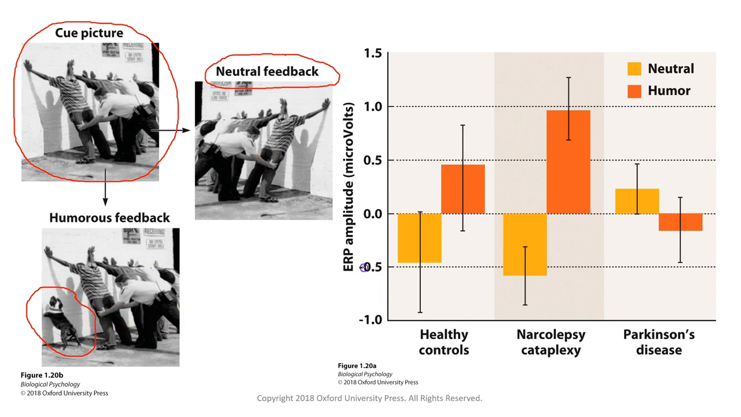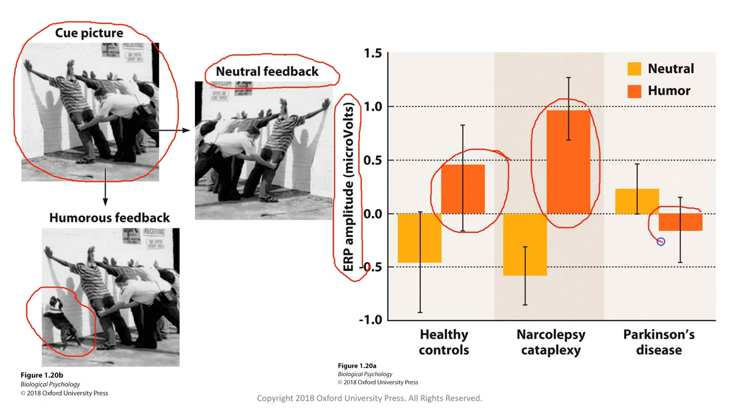They measured the ERP in the brains of these participants, and what they noticed was that the healthy participants responded to the humor condition as well as the narcolepsy patients, but the Parkinson's patients' brains did not respond to the humorous cue or humorous feedback, indicating that Parkinson's disease changed their brains in some way that prevented their ability to recognize or process the humorous feedback.